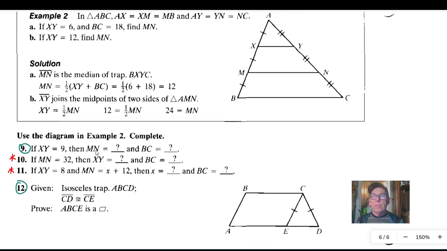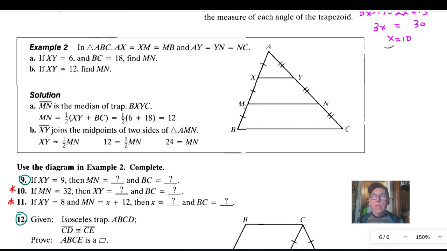Let's move on down. Here they're giving us example 2. Now we could look at this, if we had a line through here, we could actually look at a triangle as sort of being like a trapezoid with one of the sides as a 0. So one of the bases is a 0. So if we want to find out the length of this XY segment, basically we could do 0 plus whatever MN is divided by 2 is going to be that.